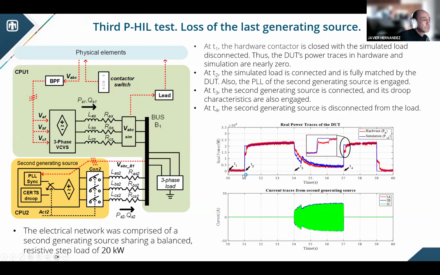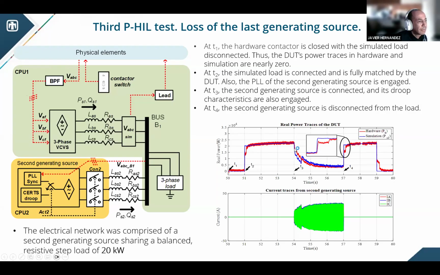Then at T2, or second 51, we engage this load with the second generating source still disconnected. You could see that the grid forming device supplies the load entirely, all right? And then you use this time to synchronize the PLL of the second generating source in simulation and get it ready for closing this contactor. We close contactor number 2 at T3, I don't want to confuse you. At T3, we interconnect this second generating source once it has been in sync with the node which we want to interconnect.